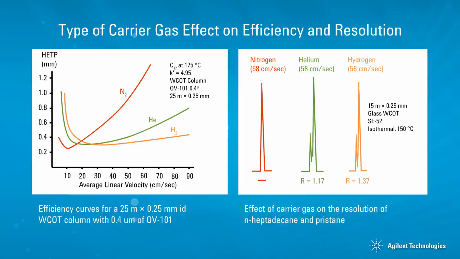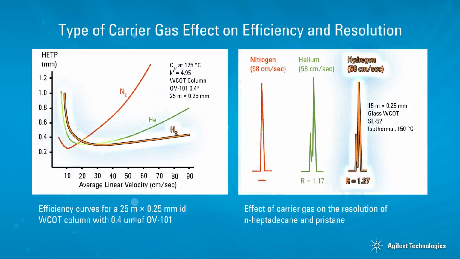Type of carrier gas. The type of carrier gas used has a significant effect on column efficiency. From the Van Deemter plot, you can observe that when nitrogen carrier is used, best efficiency is achieved at very low average linear velocity. Using hydrogen allows for the use of faster column flow, resulting in shorter analysis times.